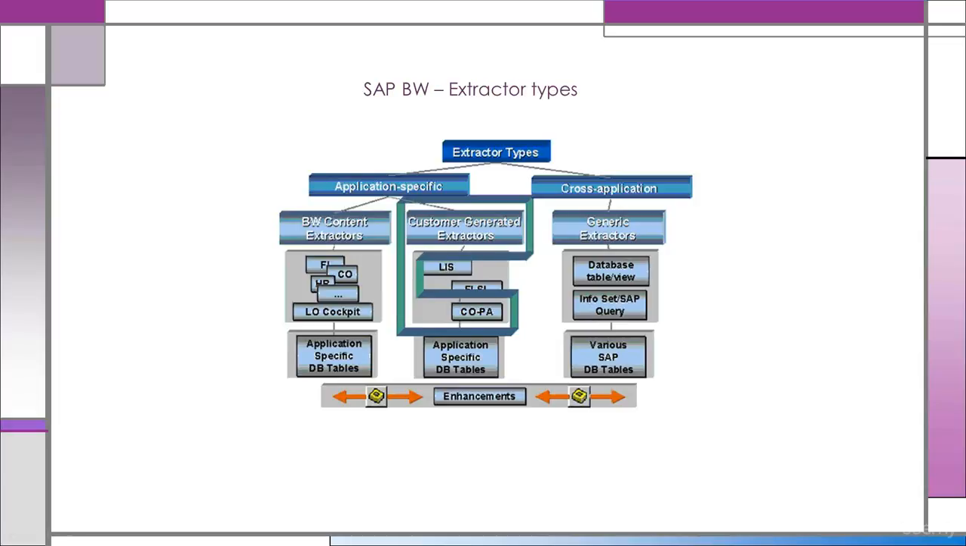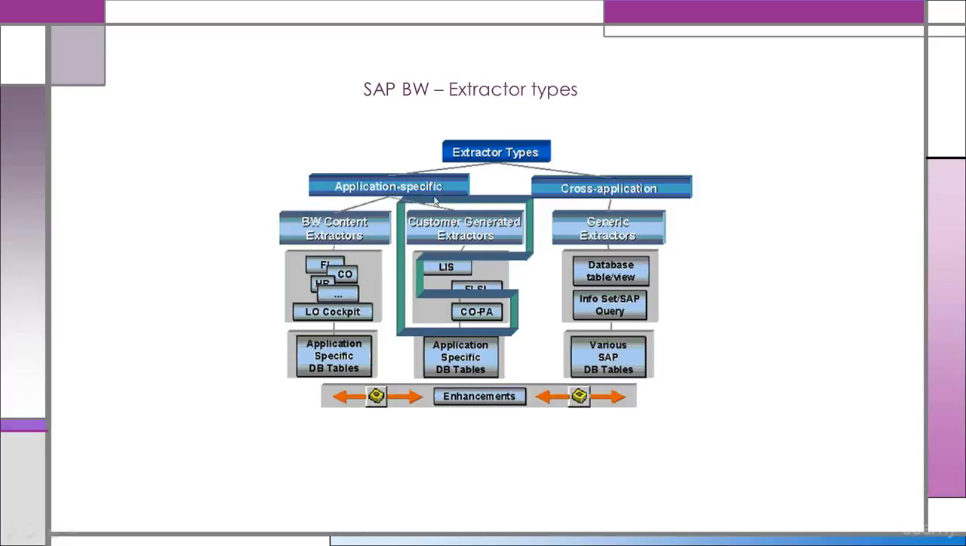So to extract, there are different types of extractors available in SAP BW. Let's go ahead and see what the different types are. The extractor types are basically the data that you extract from ECC into business warehouse. They are divided into two different types. One is application specific, the other one is cross application.